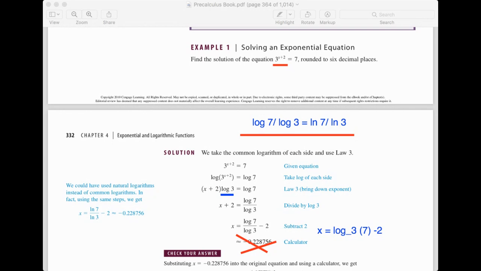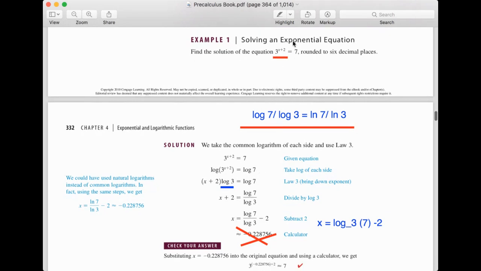But let me just give a little bit of review about exponential equations. So let's see this example: 3 raised to x plus 2 equals 7. How do we solve exponential equations?